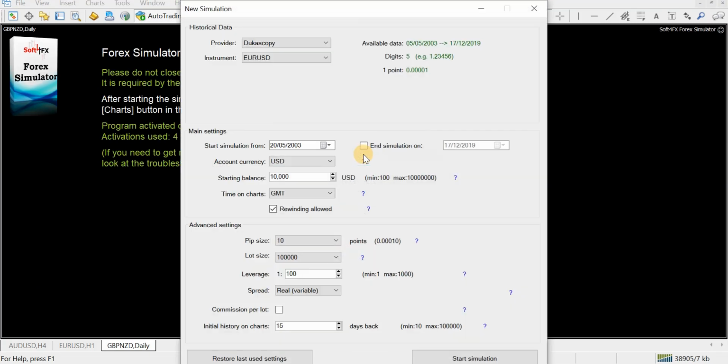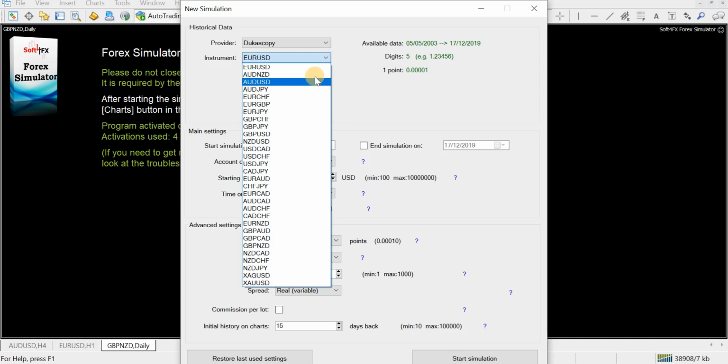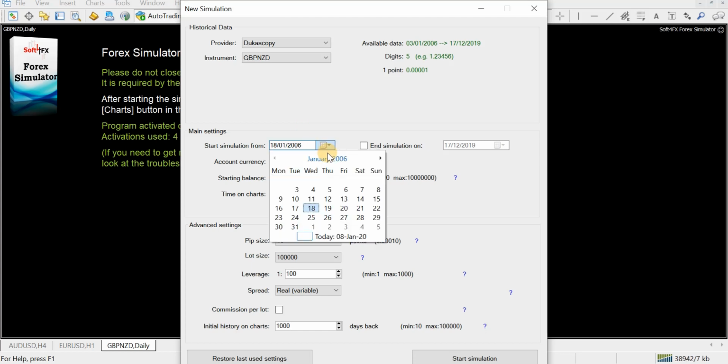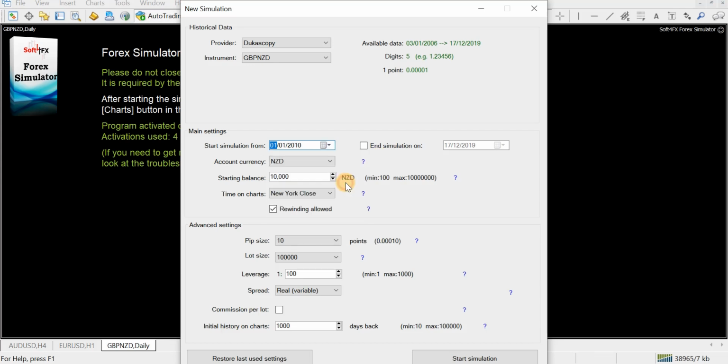New simulation. Might as well stick with the same pair, so we'll go to pound New Zealand. Now go to generator. We'll go to New York close. Don't worry about all that crap. I'll give myself 1,000. Actually, I might start a bit later. We'll go to 2010, January 2010. All right, let's start the simulation.